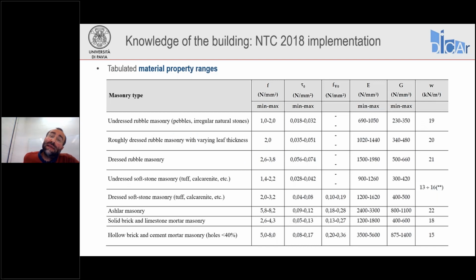So in the NTC 2018, we can find a table with material property ranges. It's important to consider these as ranges. We have a minimum and a maximum value for different properties: compressive strength, shear strength, elastic modulus, shear modulus, for different types of masonry, starting from irregular rubble stone masonry, going all the way to more modern and more organized masonry textures.